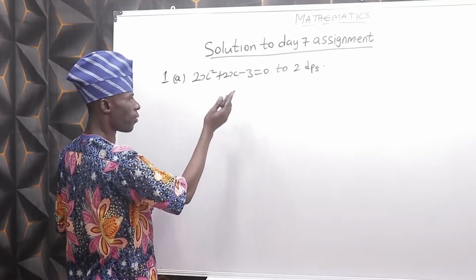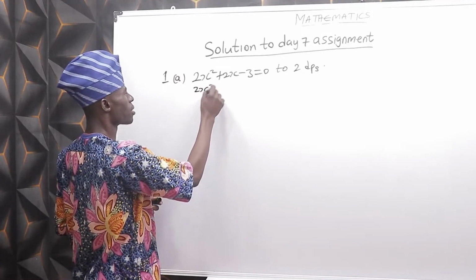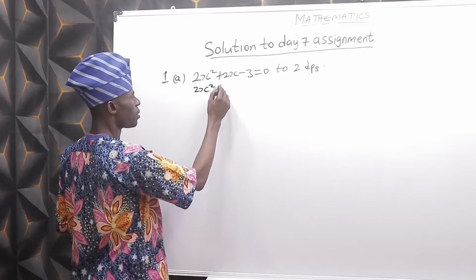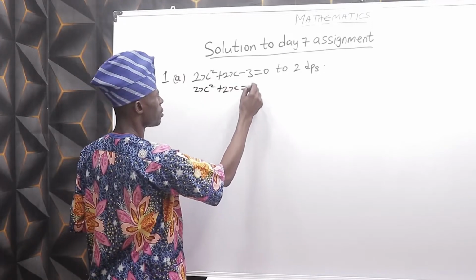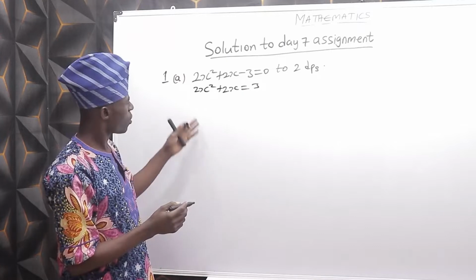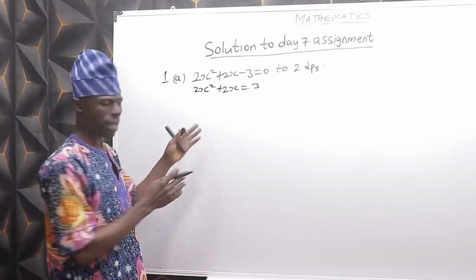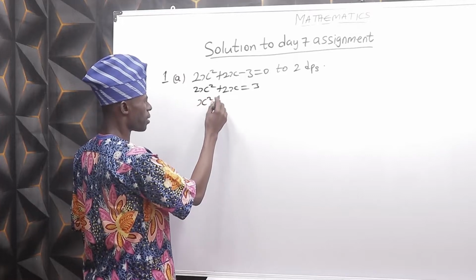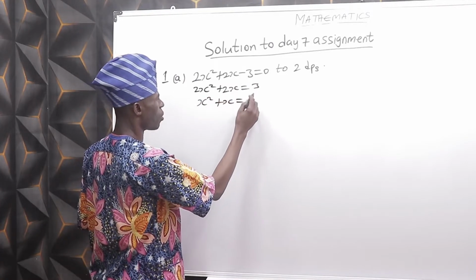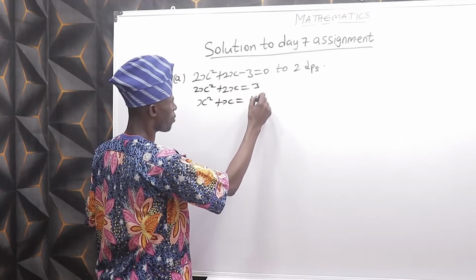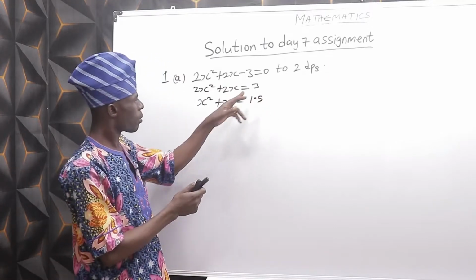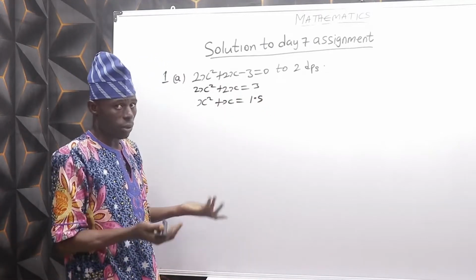Let's do it. The first thing to do is separate the constant. That is this. After that, divide each term by the coefficient of x squared. So that gives us x squared plus x equals 1.5. Mind you, 3 divided by 2 is 1.5. That's why I write 1.5.